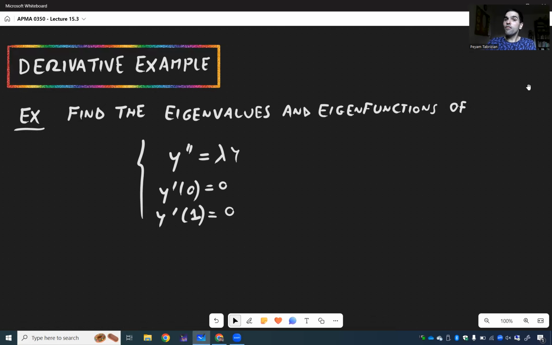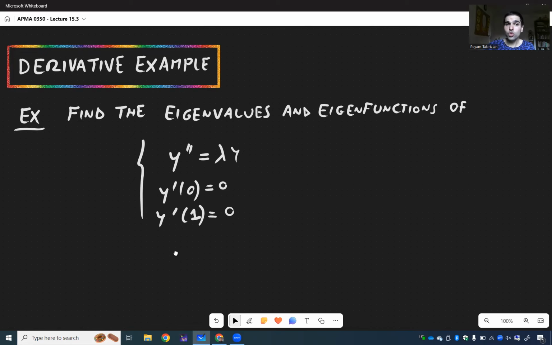Here's another example of a boundary value problem, but this time involving derivatives. So let's find the eigenvalues and eigenfunctions of the differential equation y double prime equals lambda y, but this time the derivatives at 0 and 1 are 0 instead of just a function being 0. And I would like to remind you, eigenvalues means find all the values of lambda for which the differential equation has a non-zero solution. And eigenfunction means those functions, those non-zero functions.